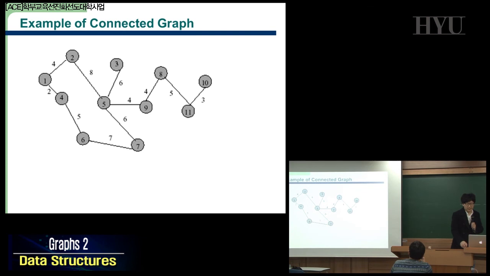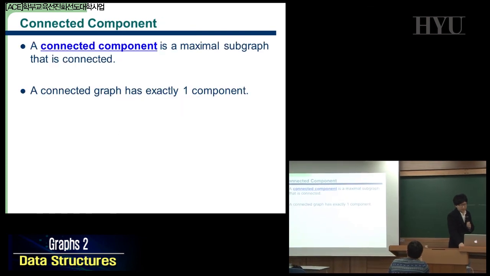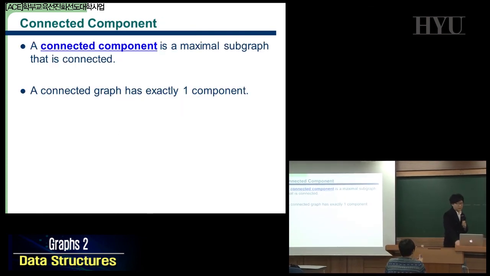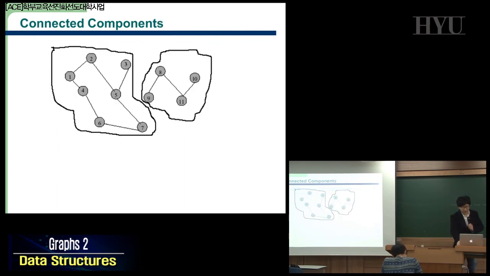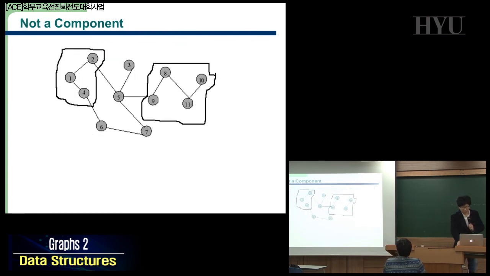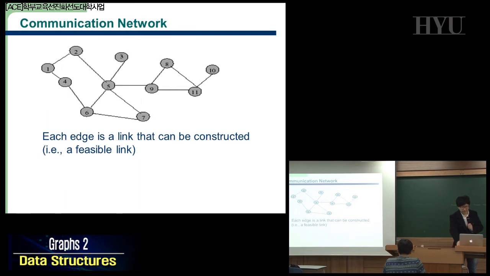Connected component is a maximal subgraph that is connected. It's not that important. I'm gonna skip. This is all part of this stuff. Sorry, we can skip those two.